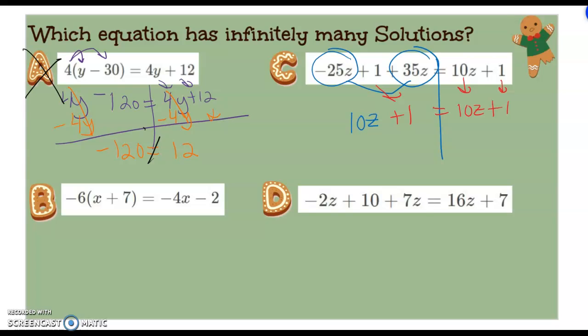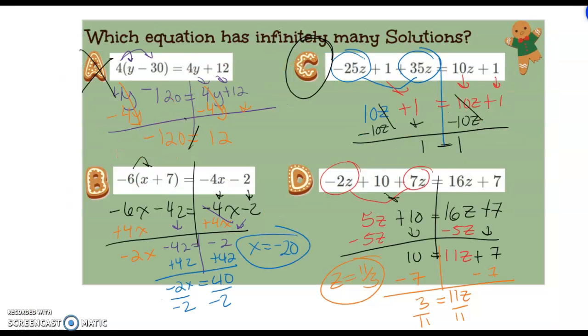Oh my goodness. Can you guess what this is going to be? If I subtract 10z from both sides, I get 1 equals 1. So is that infinite many solutions? Absolutely, 100%. And if you tested out the other ones, this is what you would get. So you would get 1 solution for B and 1 solution for D. Pause at any point to look through the process.